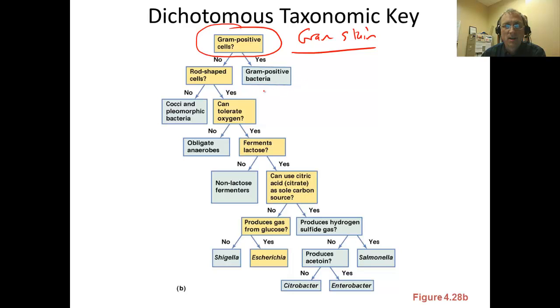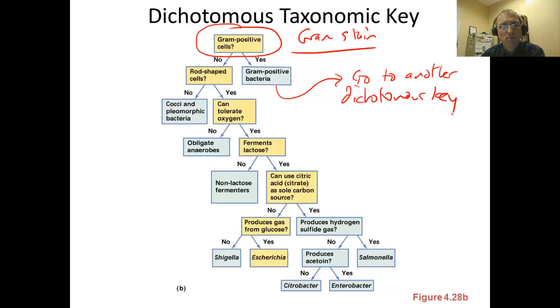The blue box is indicating to go to another page with another dichotomous key to help us identify what that gram-negative or gram-positive bacterium is.